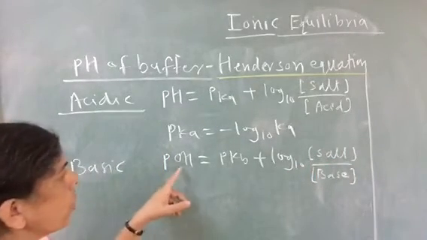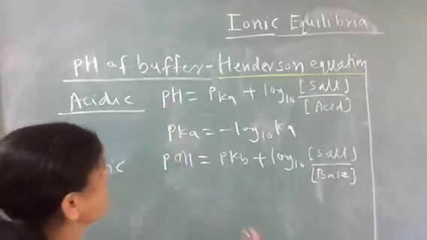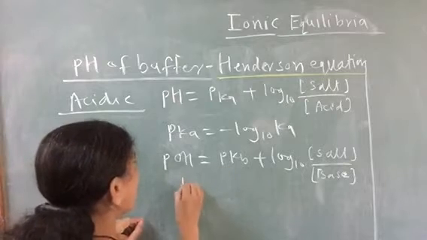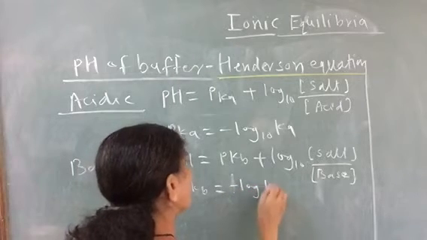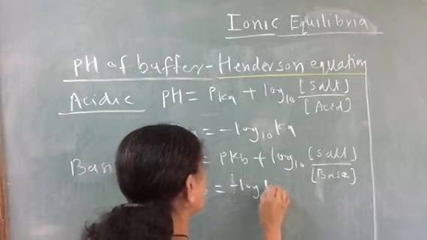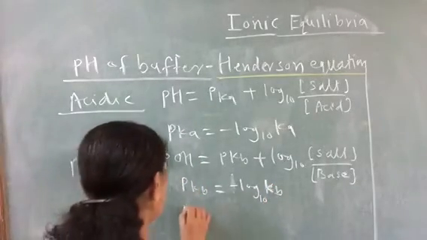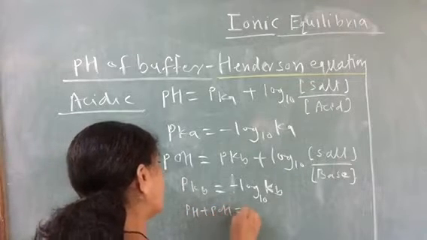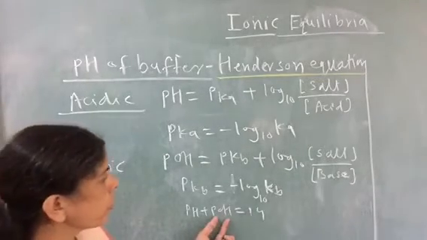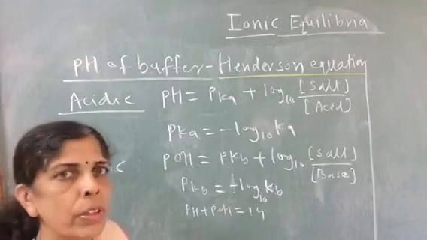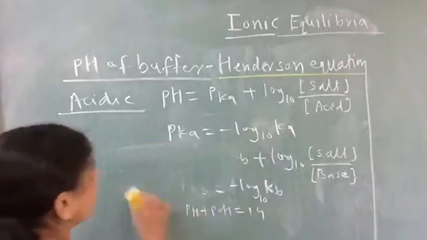Now after getting pOH, you will be able to get pH, because pH plus pOH is equal to 14, isn't it? Now pKb is equal to negative logarithm to the base 10 of Kb. And as pH plus pOH is equal to 14, you will be able to get pH after getting pOH. So this is about Henderson's equation, with the help of which we are able to get pH of buffer solution.